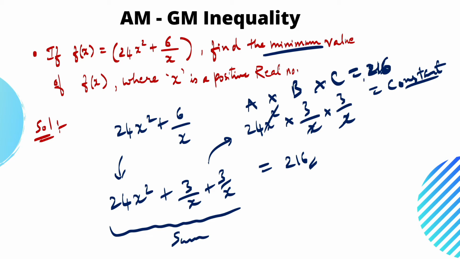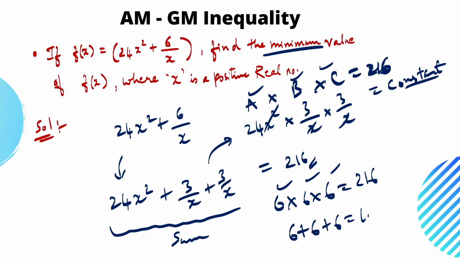So in order to find out the minimum sum, these three values must be as close as possible, or they can also be equal. If they are equal, it is perfect. If they are not equal, we shall make them as close as possible. But if we observe 6 into 6 into 6, this is equal to 216, and 6 is equal for all three cases. Hence 6 plus 6 plus 6, this is equal to 18. This is the minimum value of f of x.